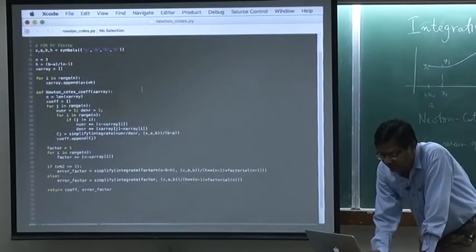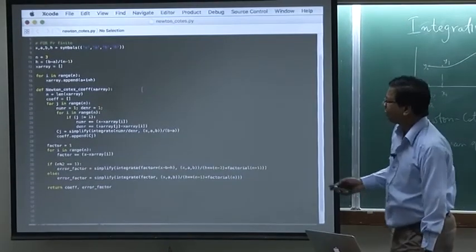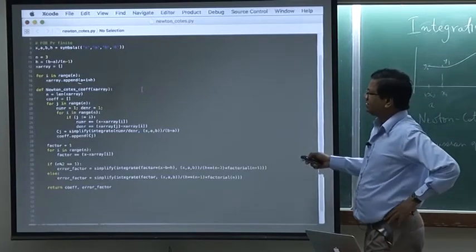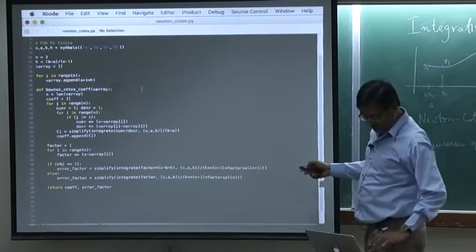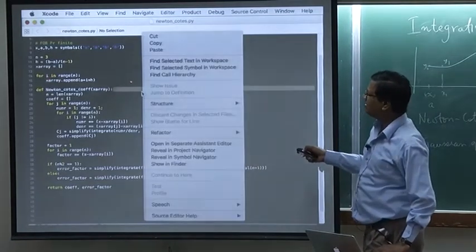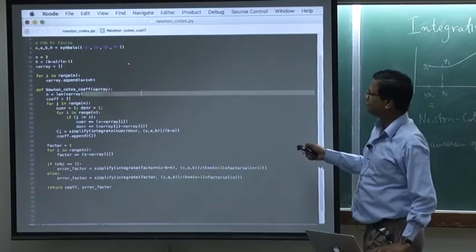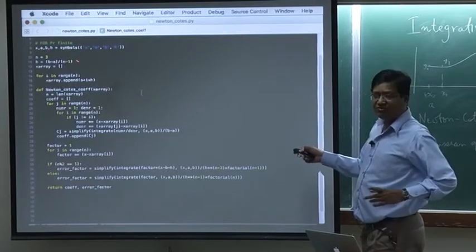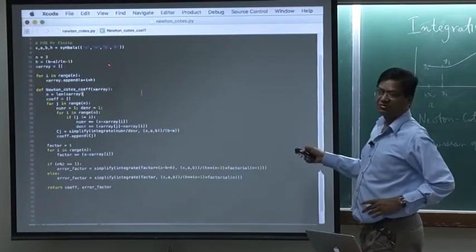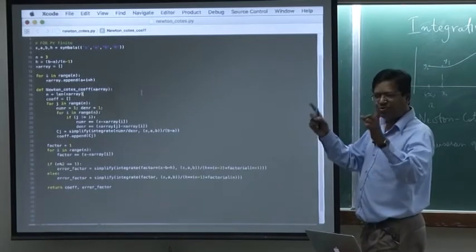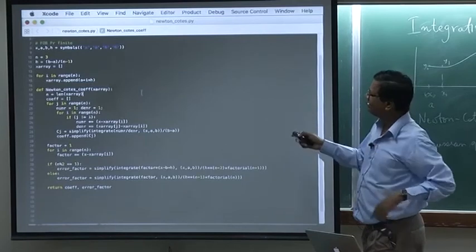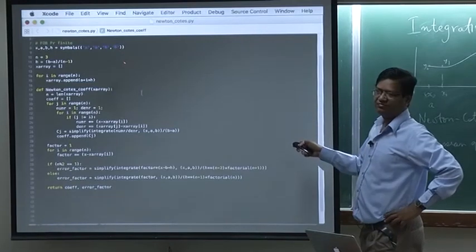Okay, so you have to see this code quite carefully. First, I want to declare what are my symbols. I have quite a few symbols, so you can do it in one shot. Within symbols, you have to put the argument in small brackets. So x, a, b and h, these are my symbols.